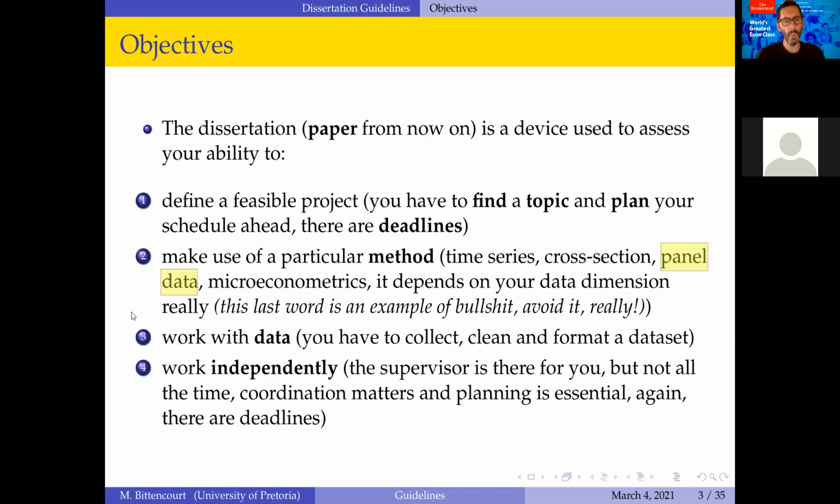Okay, what else? Well, you have to work with data, folks.